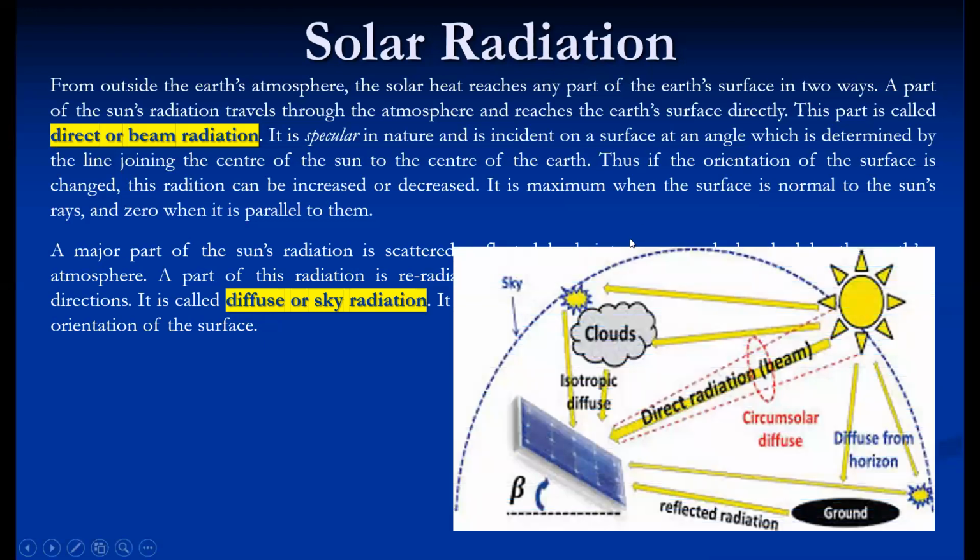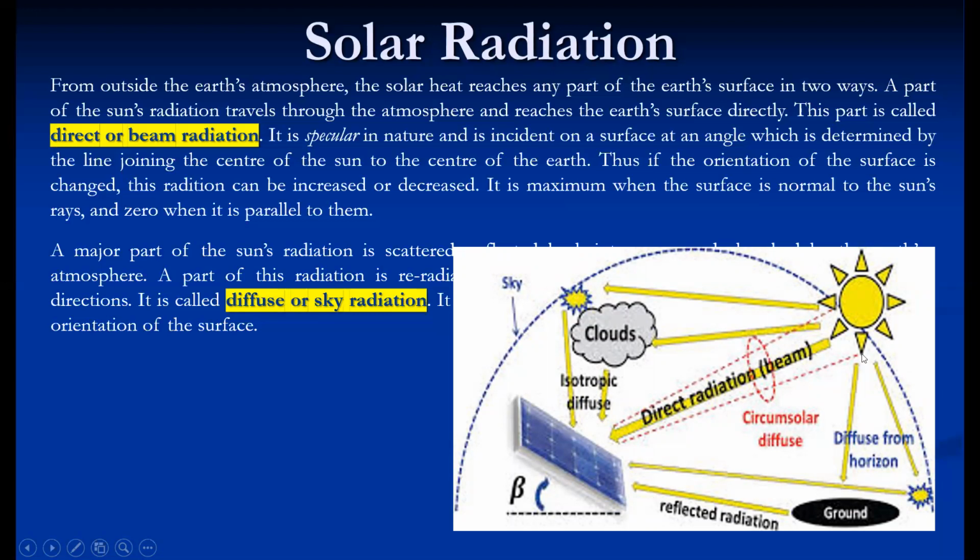So normally the radiation which comes directly onto the surface is called direct radiation or beam radiation. And diffuse radiation means some radiation is reflected back to the atmosphere, or some radiation is absorbed by the Earth's surface. In that case, that radiation is uniformly distributed over the atmosphere and it doesn't change with direction. So that radiation is called diffuse radiation.